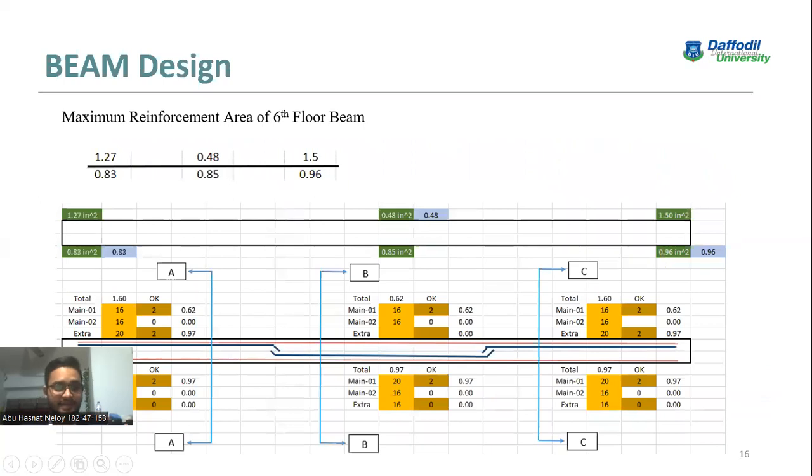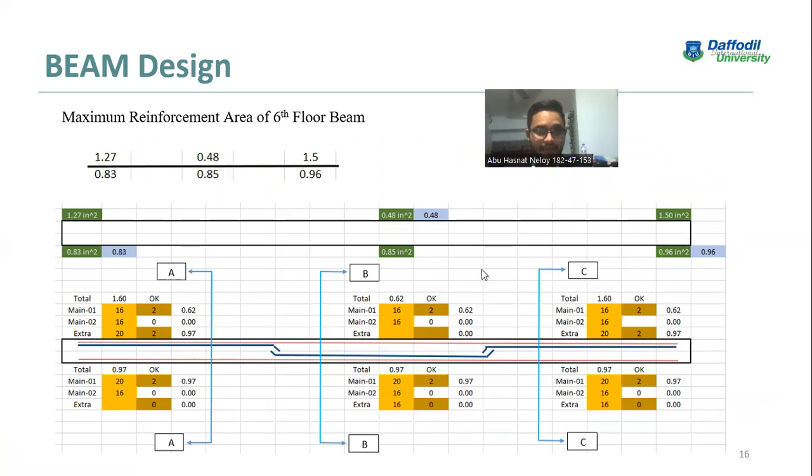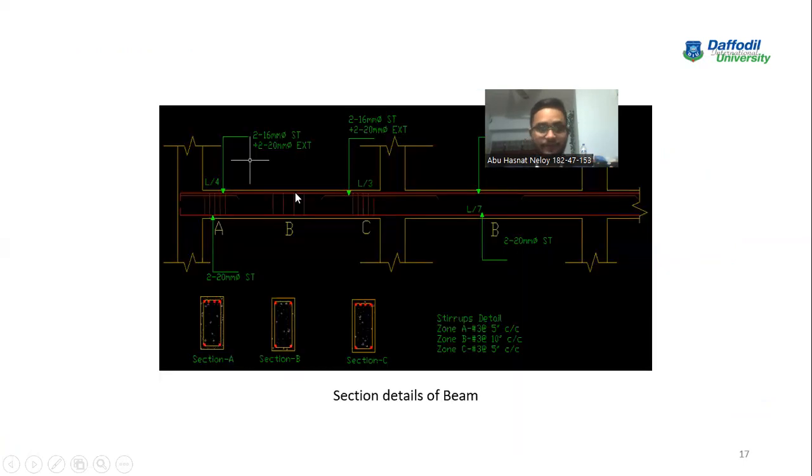So now first of all, beam design. So here the beam detailing that I did by Excel file. Here the maximum reinforcement area of floor beam that I collected from ETABS software. Here the section details of this beam.